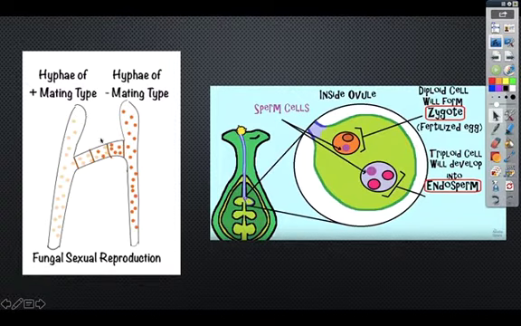Okay, and this is just showing you those positive and negative mating types. This is in hyphae in different types of fungi like mushrooms. So you would have that real simple positive and negative mating type coming together.